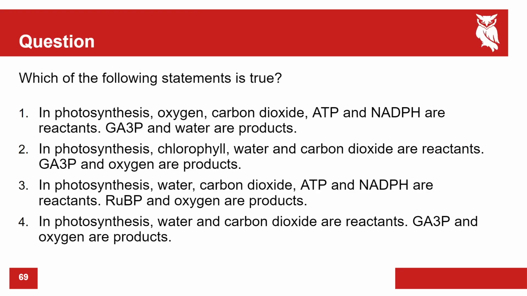Which of the following statements is true? In photosynthesis, oxygen, carbon dioxide, ATP, and NADPH are reactants. GA3P and water are products. In photosynthesis, chlorophyll, water, and carbon dioxide are reactants. GA3P and oxygen are products. In photosynthesis, water, carbon dioxide, ATP, and NADPH are reactants. RuBP and oxygen are products. In photosynthesis, water and carbon dioxide are reactants. GA3P and oxygen are products. Which one do you think it is? It is 4. Good job.